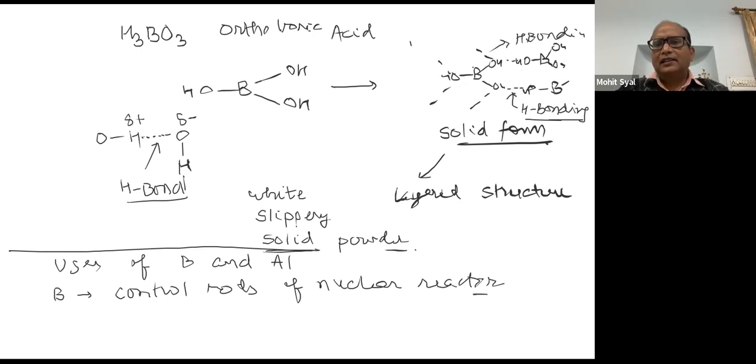So boron actually has a large surface area. Whenever you have a nuclear reaction, you put boron rods. Because of the large surface area, these boron atoms accept neutrons. They block the neutrons and don't let the nuclear reaction go uncontrollably. Otherwise a nuclear explosion will happen. So these boron rods are used as control rods in nuclear power plants, where they control the nuclear reaction.